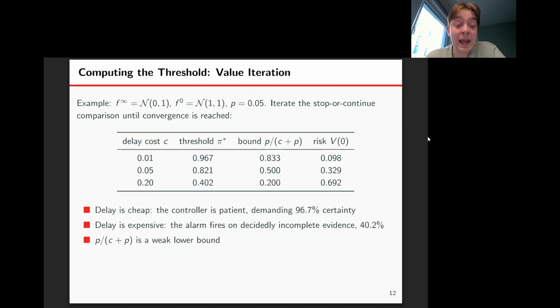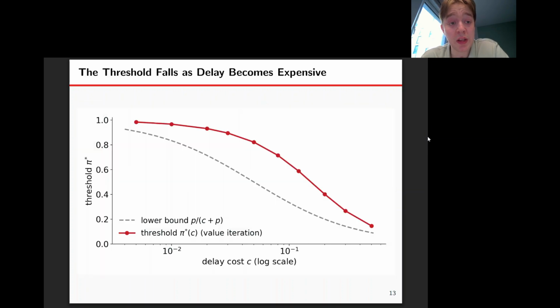We notice that if the delay is cheap, in the case of 0.01, we are patient. We demand that we are 96.7% certain that the disorder has happened before we reset the mechanism. And if the delay is expensive, the alarm fires on incomplete evidence, right? We only need to be 40% certain for us to reset the mechanism or stop this process. We also notice from our lower bound section that our lower bound of P over C plus P is quite weak. And this is something we can see in this graphic here, where for middling values of C, we are quite far away as a lower bound.